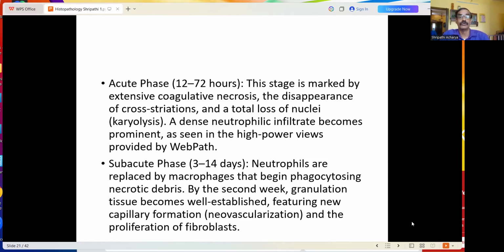Subacute phase, that is 4 to 14 days. Neutrophils are replaced by macrophages that begin phagocytosing necrotic debris. By the second week, granulation tissue becomes well established, featuring new capillary formation, neovascularization, and the proliferation of fibroblasts.